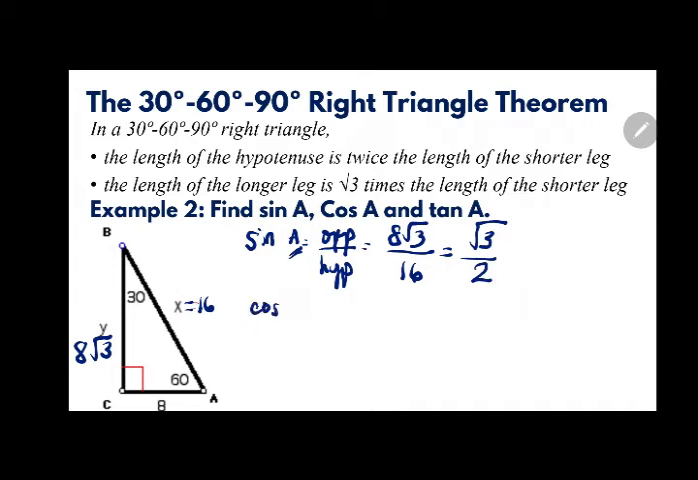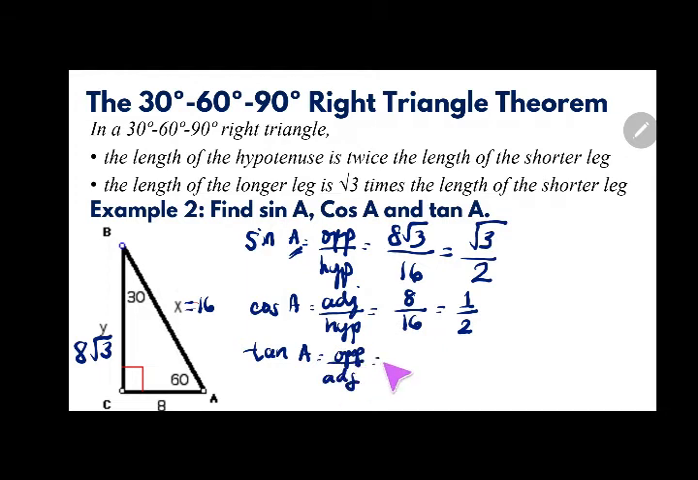So, doon naman tayo sa cosine A. So, ang cosine ay ang ratio ng adjacent side over hypotenuse. Ang adjacent side natin ay CA. So, equal yun sa 8 units. At ang ating hypotenuse ay 16. So, 8 over 16 masisimplify as 1/2. So, ang cosine A ay 1/2. And then, finally, ang value naman ng tangent A. So, ang tangent ay ratio ng opposite side over adjacent. So, ang ating opposite side ay 8 square root of 3.